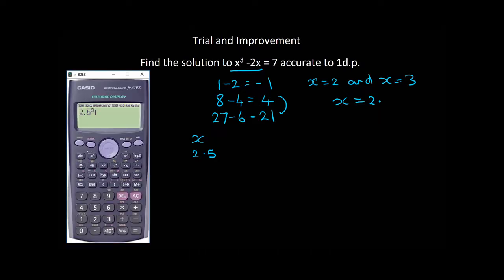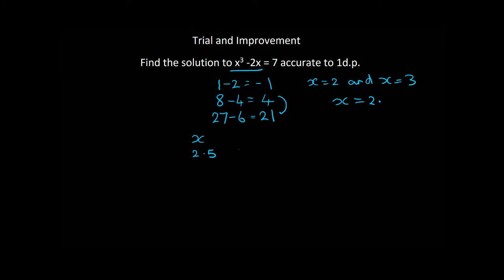2.5 cubed minus 2 times 2.5, 10.625, but it doesn't really matter. It's bigger than 7. That's the important aspect to this. And so what that means is our answer must be between 2 and 2.5. I'm just going to go for 2.4 as my next trial.